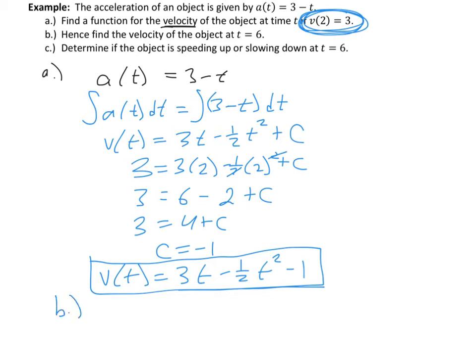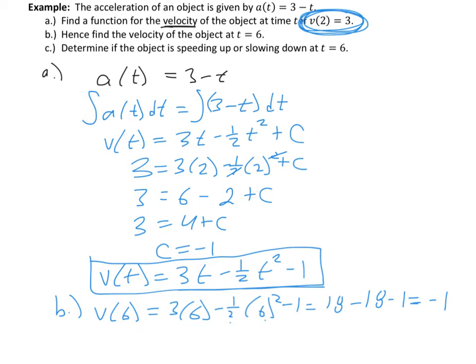Part B asks, all right, cool, so find the velocity of the object at time 6. So all I need to do is plug in 6. 3 times 6 minus 1/2 times 6 squared minus 1. That's 18 minus 36 times 1/2. Oh, that's actually also 18. Looks like the velocity is negative 1.